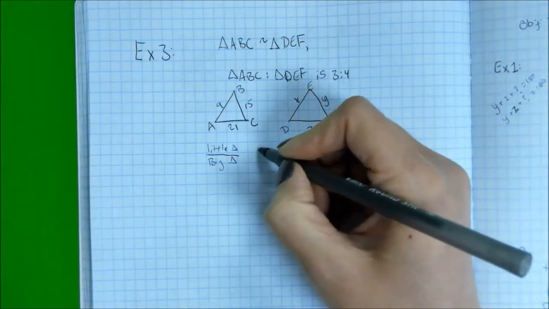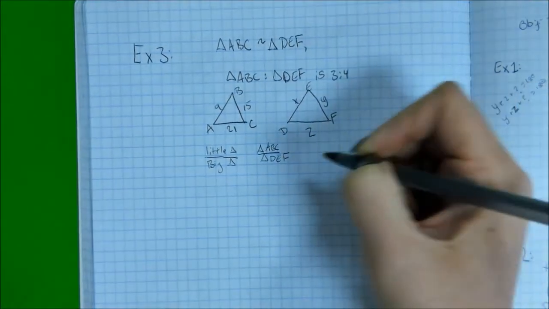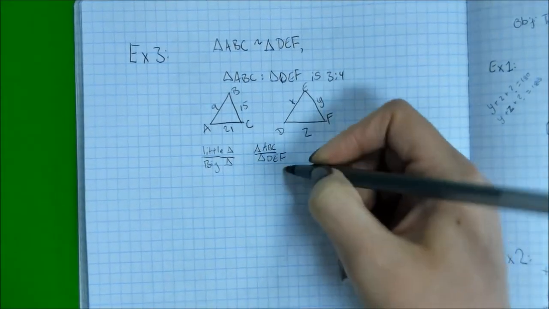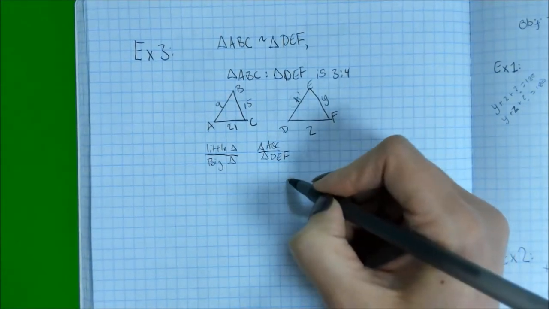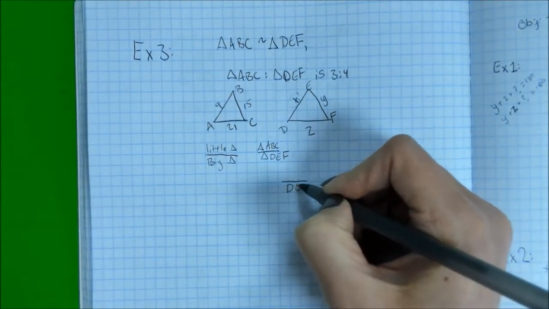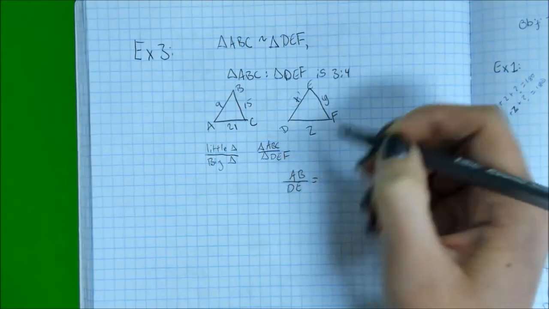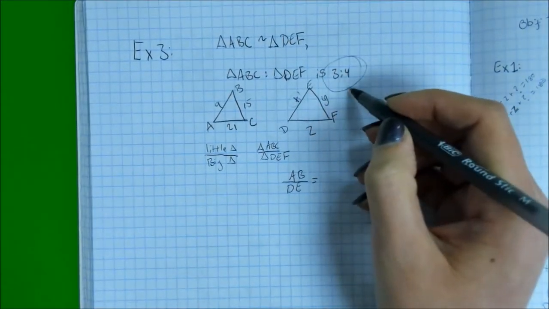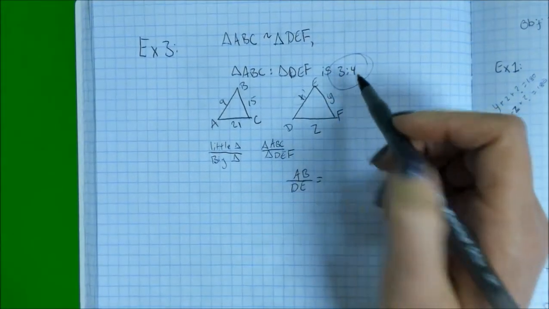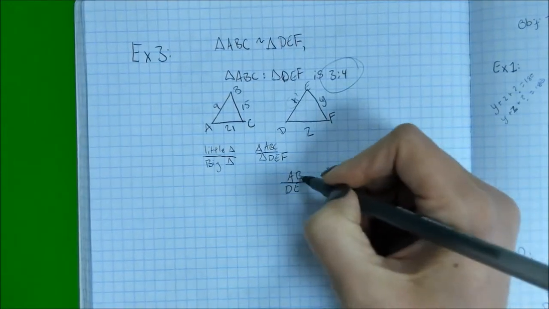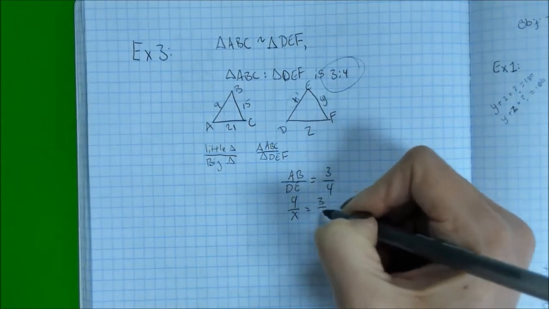So that means I'm going to do triangle ABC over triangle DEF. Well, I want to find X first. So X is side DE, and that's going to correspond with side AB. But what do I set this equal to? I'm going to use this ratio to help me set up a proportion. The little over big is 3 over 4. So AB over DE is going to be 9 over X equals 3 over 4.